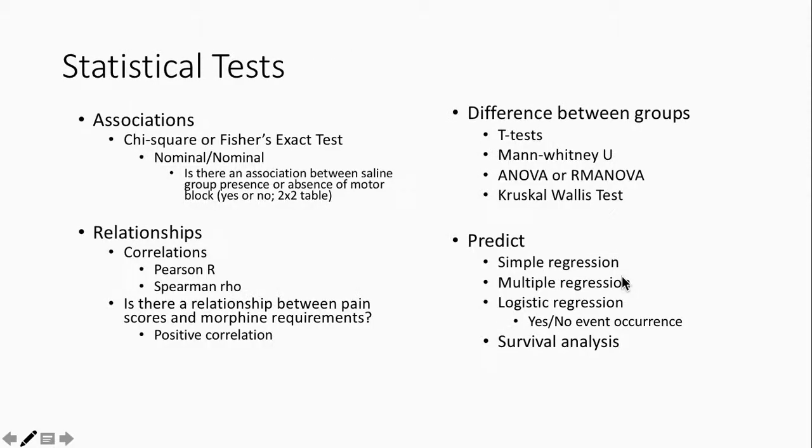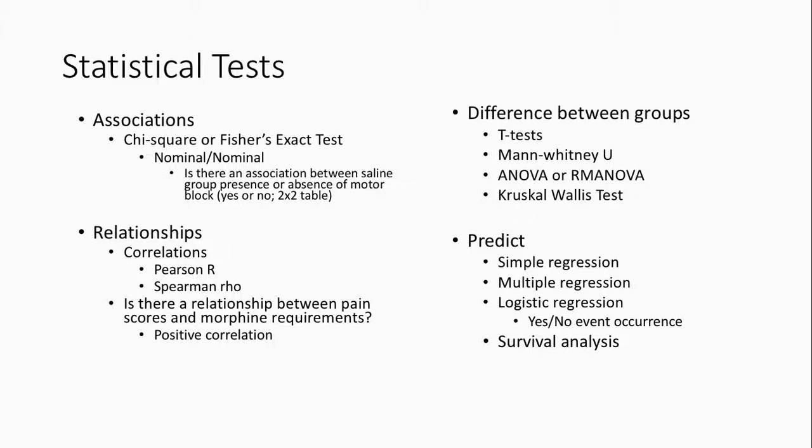All right, so here's a list of some statistical tests, going back and reinforcing some of these terms. Associations. This is where we have nominal and nominal level data. This is where you might use what's called a chi-square or Fisher's exact test. Is there an association between saline group and presence or absence of motor block? So this is where you might have typically what we call a 2x2 table of dichotomous outcomes.